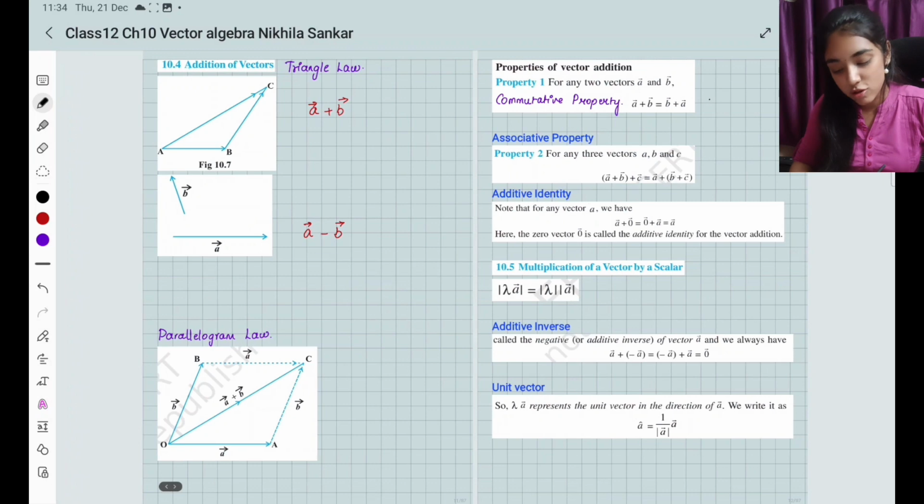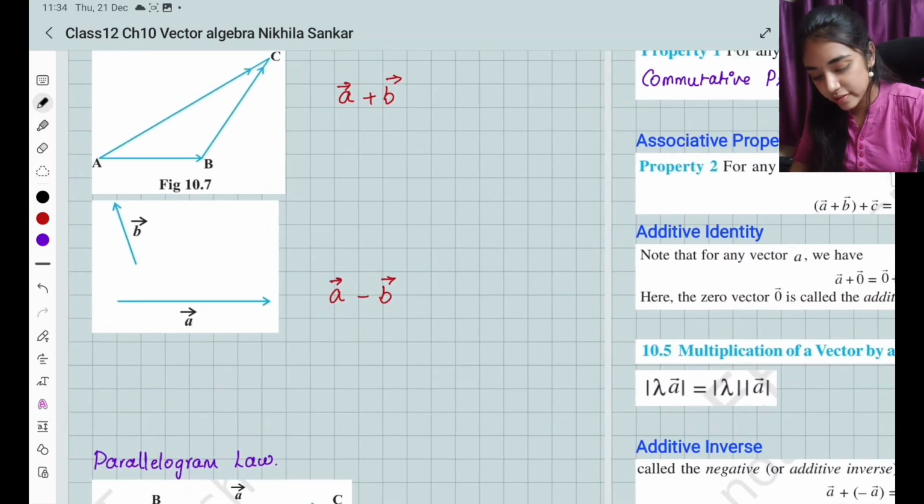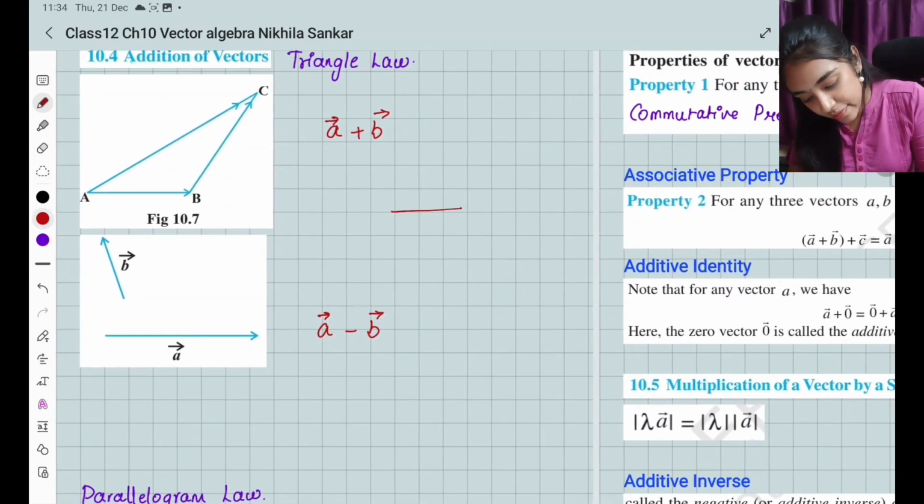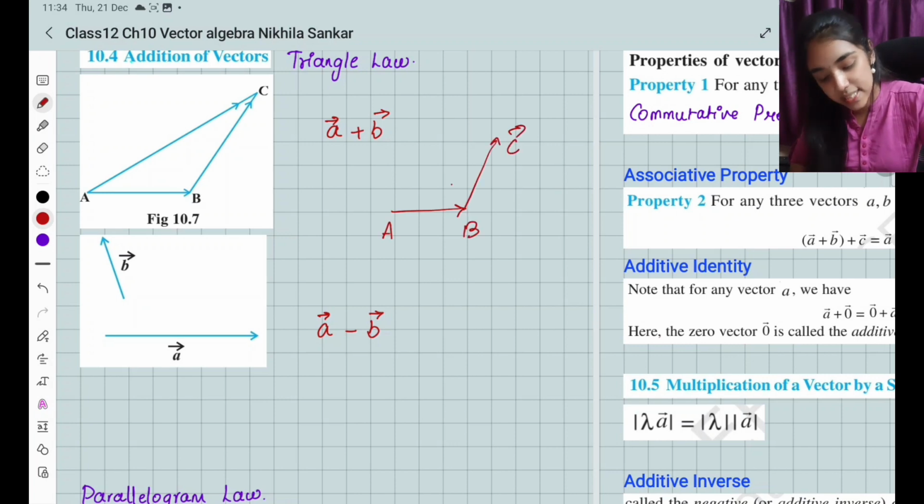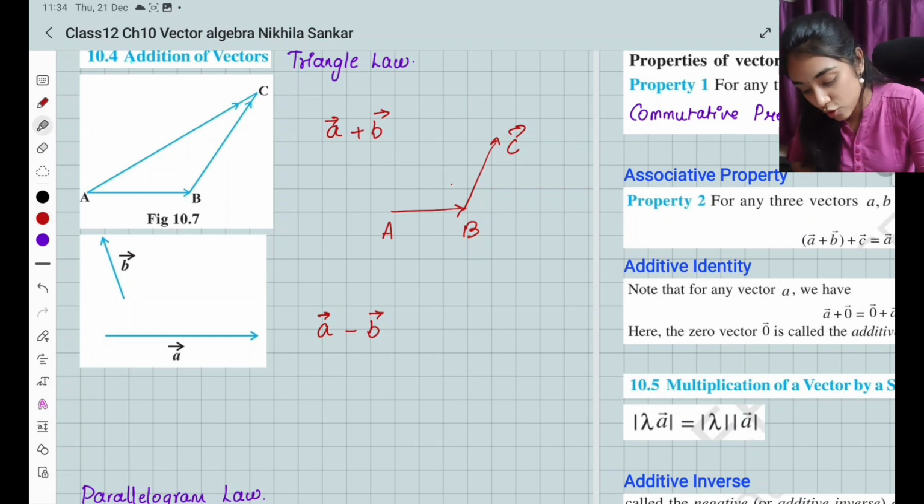Now, moving on to the next topic, addition of vectors. இப்போ ரெண்டு vector இருக்கு. Okay, I'll draw it for you. I have the vector A, B. And I also have the vector B, C. Okay, புரிஞ்சுதா? எப்படி நான் வரைஞ்சேன்னு, that is also very, very important.